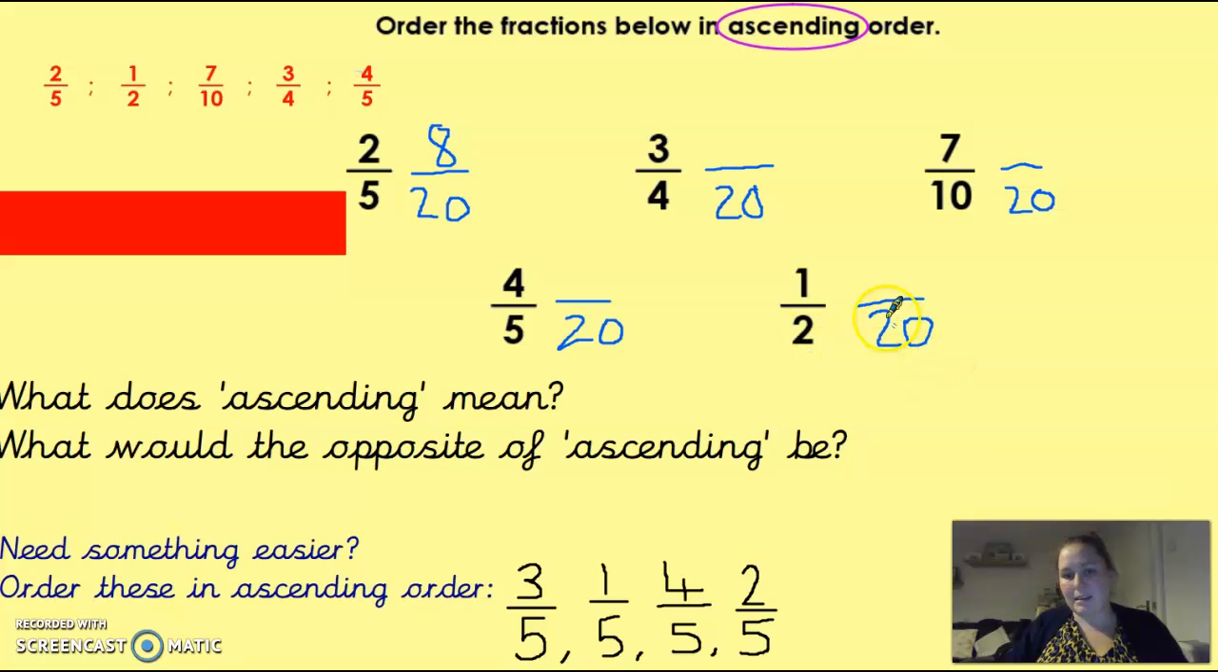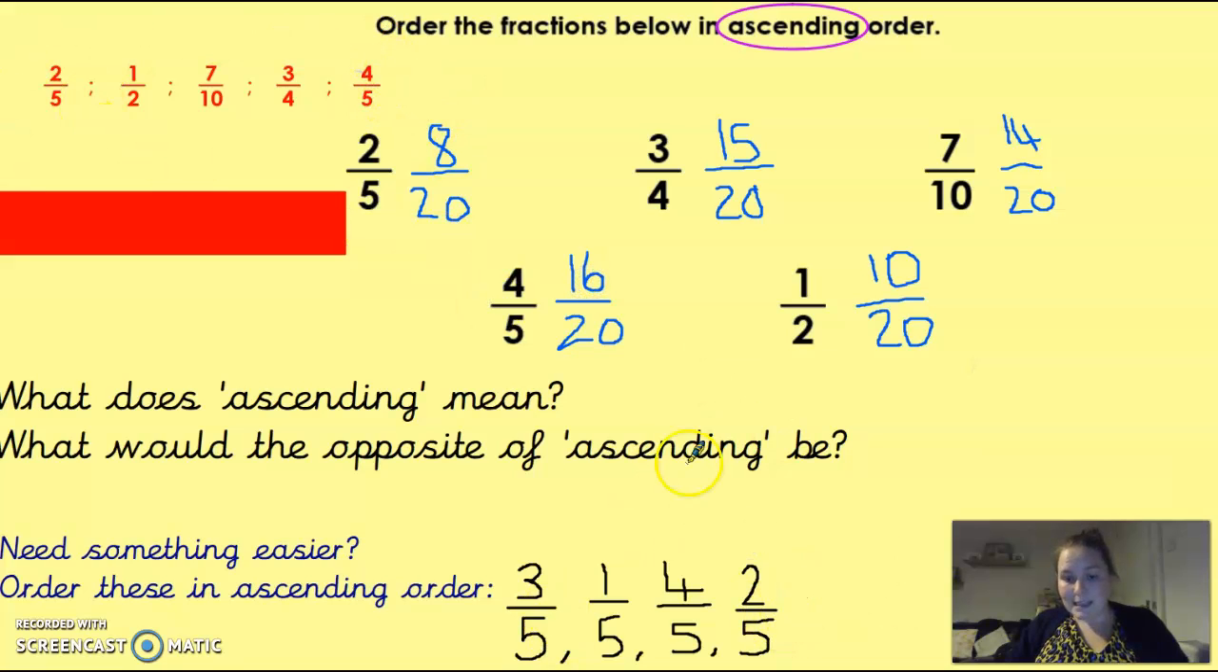2 times 10 is 20. 1 times 10 is 10. So I can see 10/20 is bigger than 8. 7/10 is next. 10 times 2 is 20. 7 times 2 is 14. 3/4 was next. 4 times 5 is 20. So 3 times 5 is 15. 4/5 is last. 5 times 4 is 20 and 4 times 4 is 16. So 16 over 20. Okay, absolutely well done if you got those right.